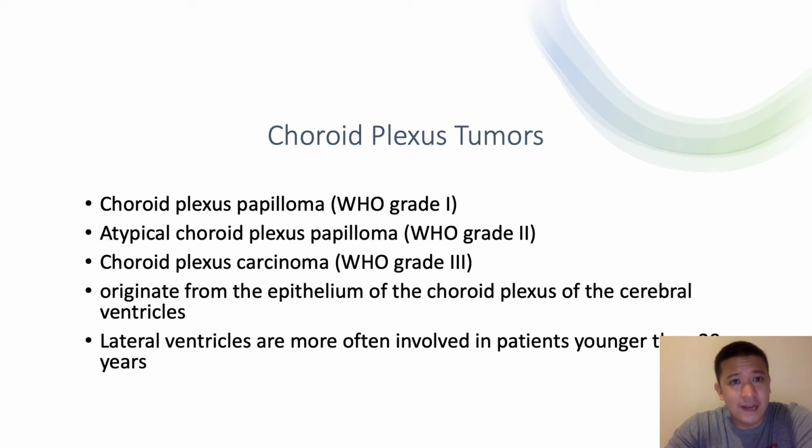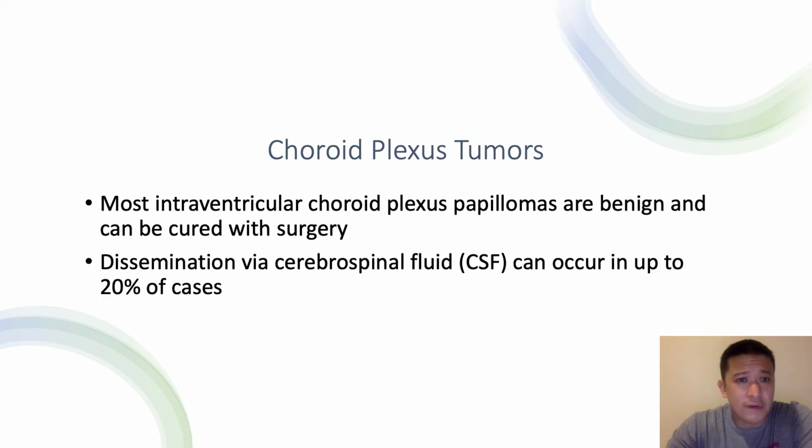Now we also have choroid plexus tumors. So you have your choroid plexus papilloma, your atypical choroid plexus papilloma, which is WHO grade 3, and your choroid plexus carcinoma. Now, these originate from the epithelium of the choroid plexus of the cerebral ventricles, and the lateral ventricles are more often involved in patients younger than 20 years old. Now, most intraventricular choroid plexus papillomas are benign and can be cured with surgery. Dissemination via the CSF can occur in up to 20% of the cases. So these tumors may spread within your CSF pathways.